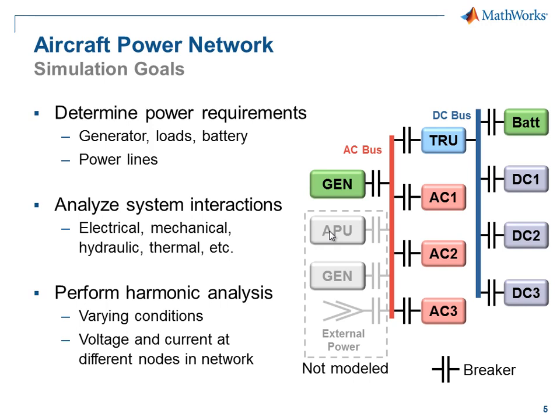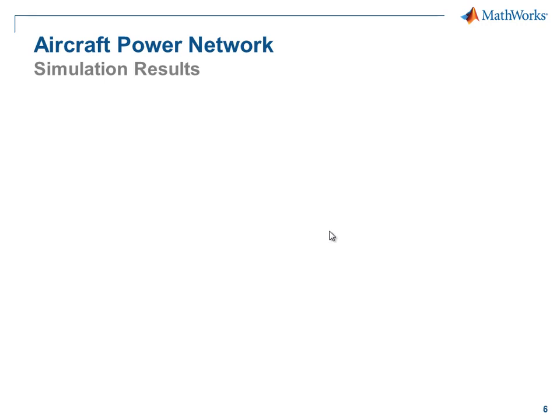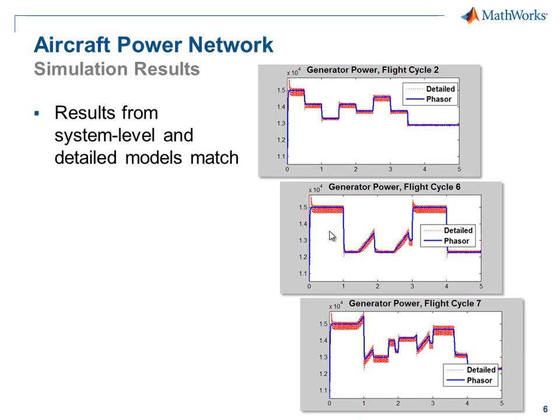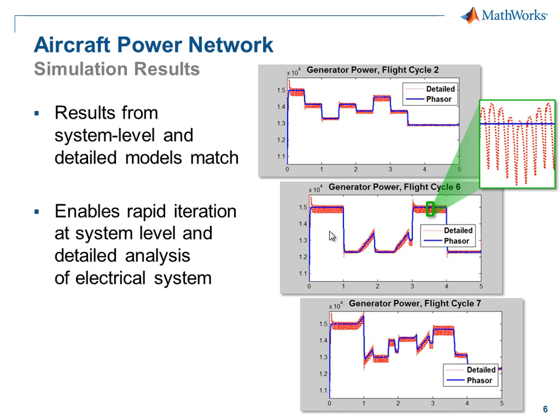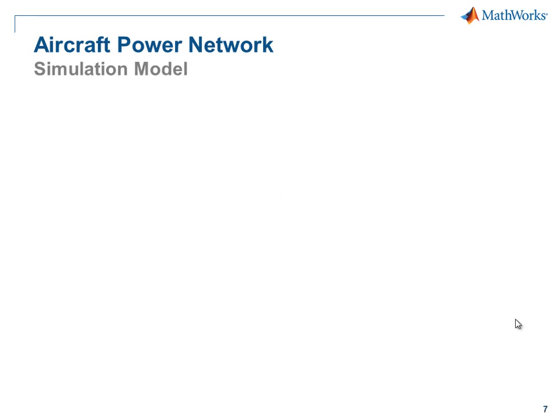We're going to see as we go through the development process that we will have an abstract and a detailed model. When we look at the simulation results from these variants, we'll see that the results from the system level and detail models match. If we look closely at the simulation results, we can see that even with the dynamics due to the power switching in the detailed variant of our models, that matches the results from the abstract version. This allows us to iterate rapidly at the system level and also perform detailed analysis of the electrical system. With this, we can achieve our goals efficiently.